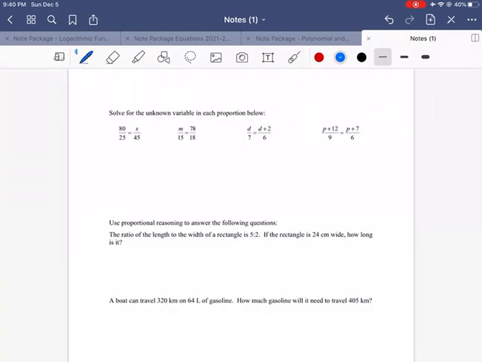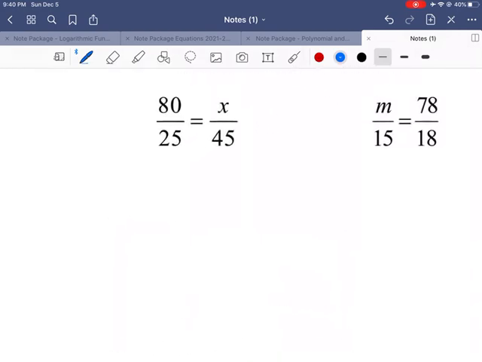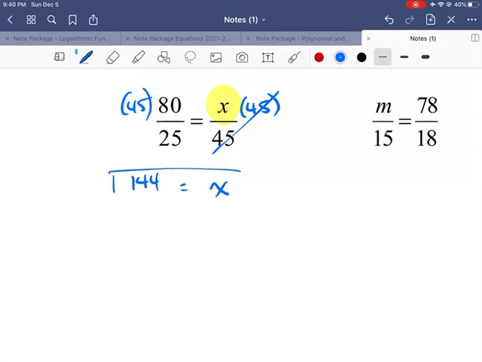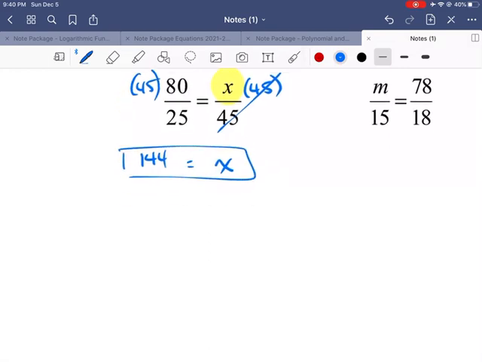So let's solve for some unknown variables here. 80 over 25 equals x over 45. So x is what we're looking for. So we need to simplify the denominator. We're going to multiply each side by 45. 45 divided by 45 is simply 1, so you're going to be left with x on the right side. Now 45 multiplied by 80 divided by 25 is going to simplify to 144. So x is equal to 144.